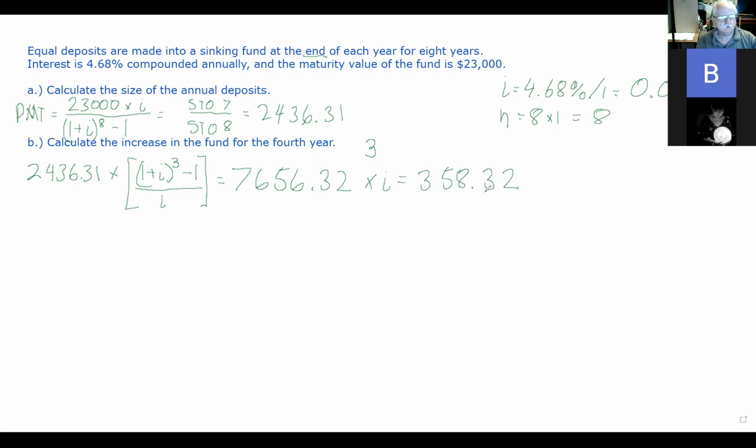And then we want to add that to the payment. So 2436.31 plus 358.32. And I'm getting 2794.63, I guess.